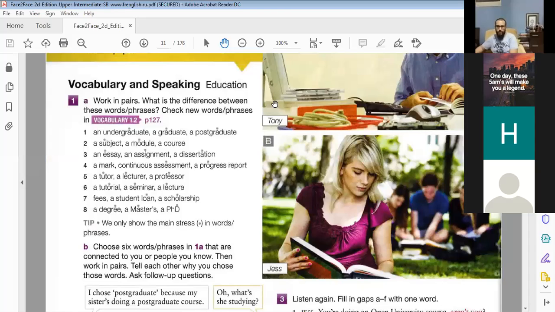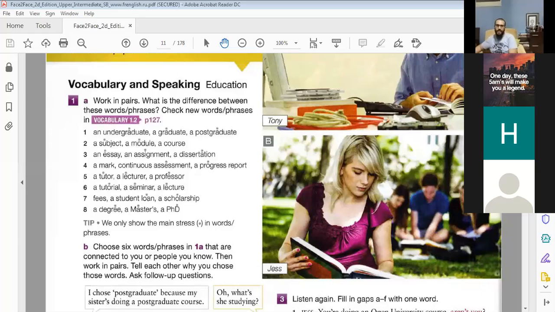Okay, I think this shouldn't be too difficult. We have an undergraduate, we have a graduate, and a postgraduate. What's the difference? Undergraduate didn't finish his university study. Okay. A graduate finished. Right. Postgraduate continues his upper, I don't know, high study, yeah, upper level. Okay.